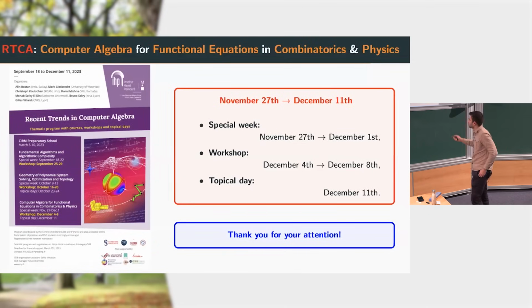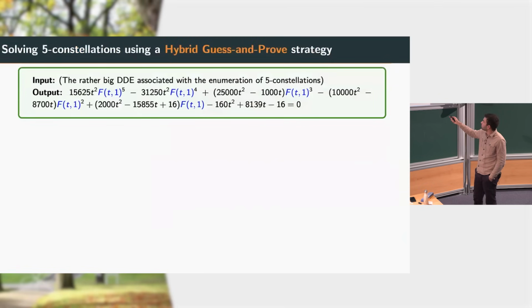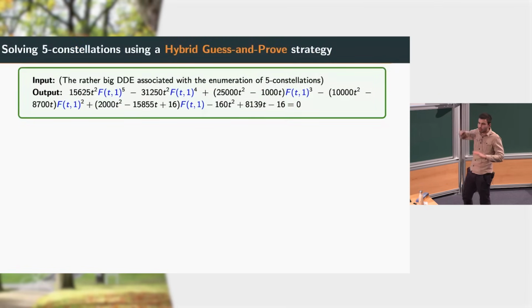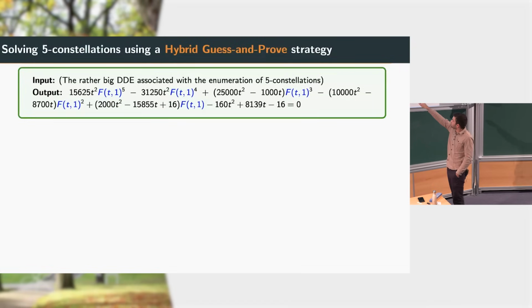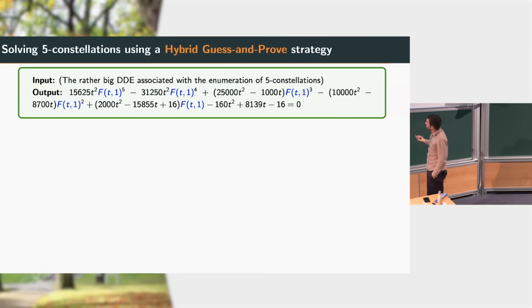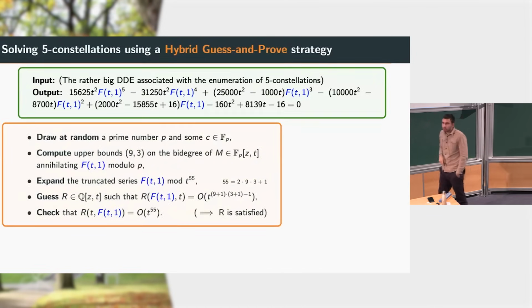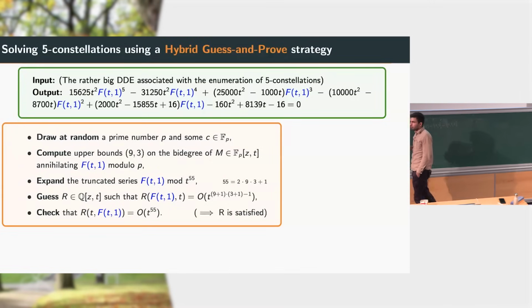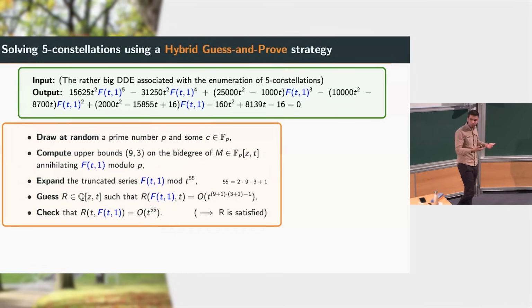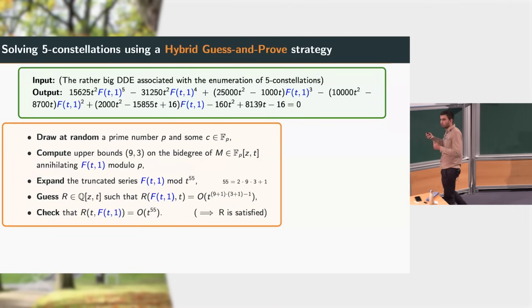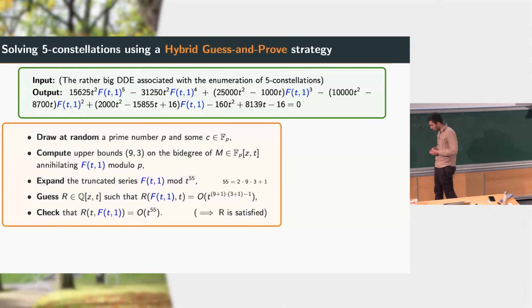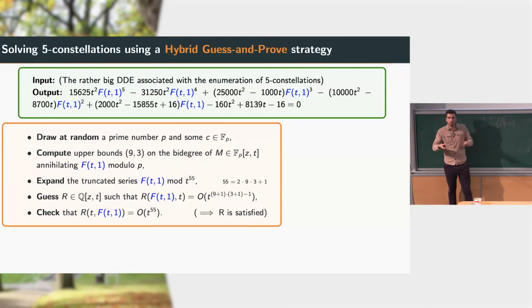And in the minutes that I have left, I talked to you about this 3 hours computation. So this is it. We want to have this output for the series associated to the enumeration of 5 constellations. And what I will use is some Hermite-Padé approximations. So this is what we call a guess and prove approach. First, we guess a candidate that could annihilate the series of interest. And then we need to certify that this candidate is indeed an annihilating polynomial.